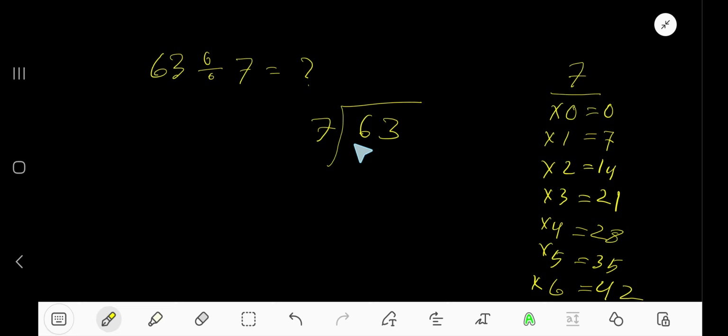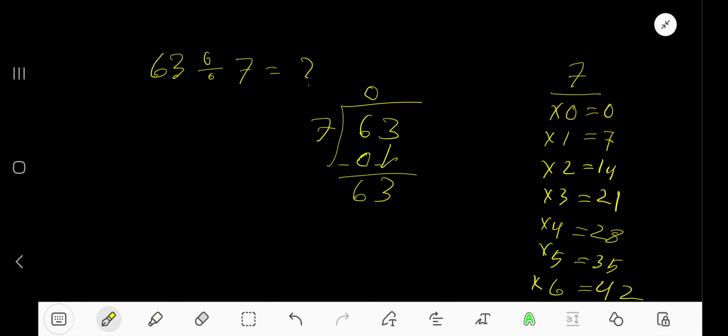7 goes into 6 how many times? 0 times, as 6 is less than 7. So 0 times 7 is 0. Subtract from 6. Bring down the next digit, 63.